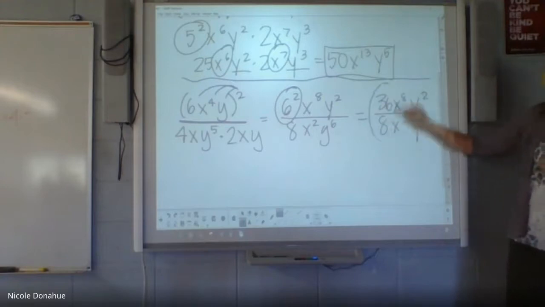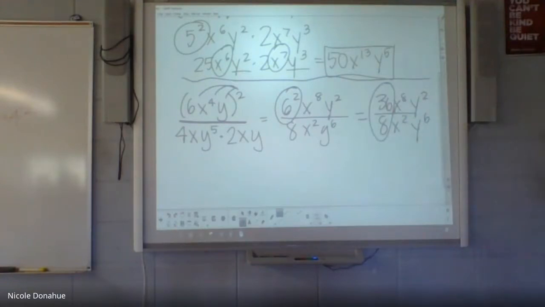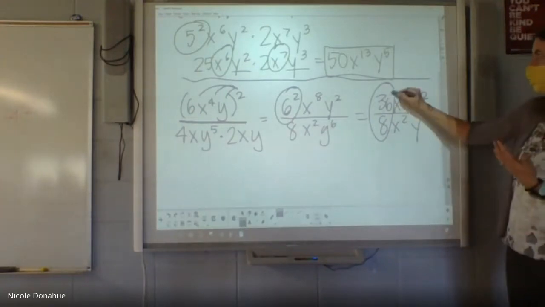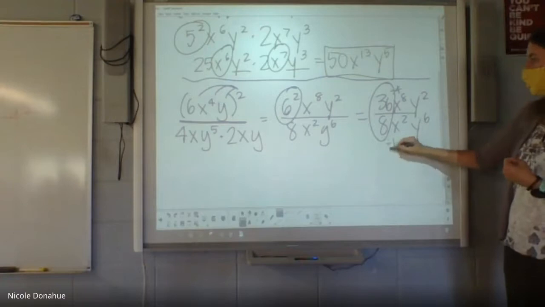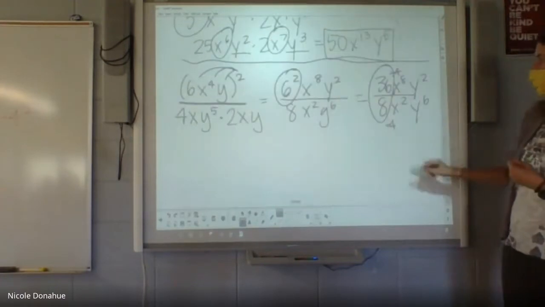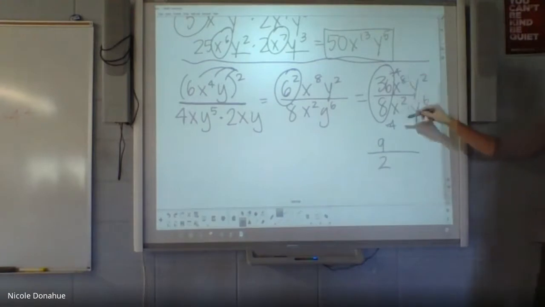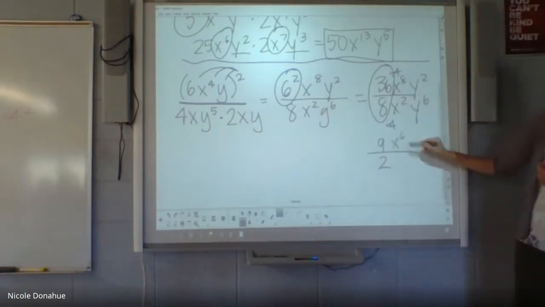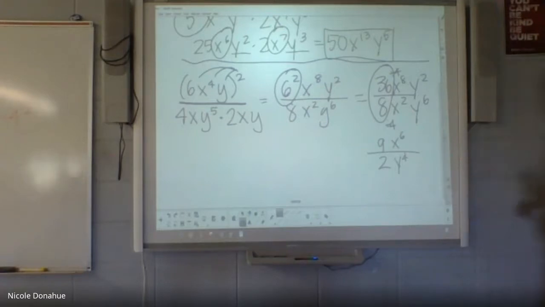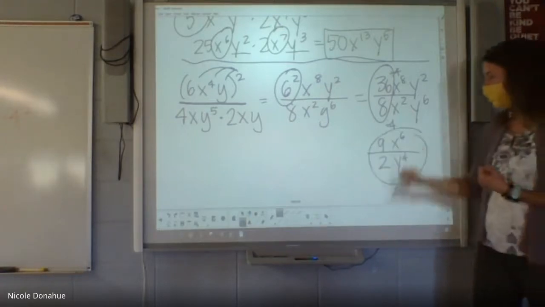And then now 36 over 8, kind of a weird number. It's not a nice whole number, so we need to simplify it. Just like you would simplify a fraction, way back when, like middle school or whatever. So this would become 9 over 2. There's more x's on the top than the bottom, 6 more. And there's more y's on the bottom than the top, 4 more. And that's our final answer.